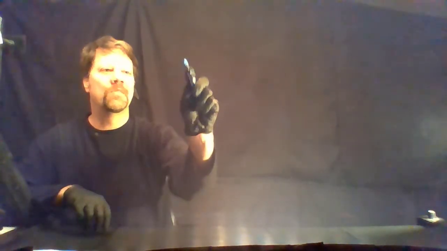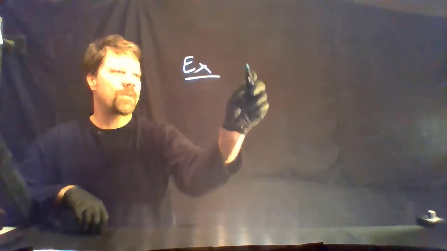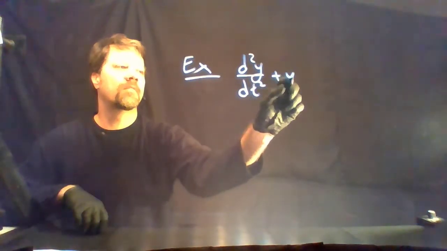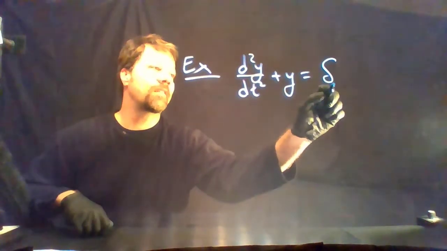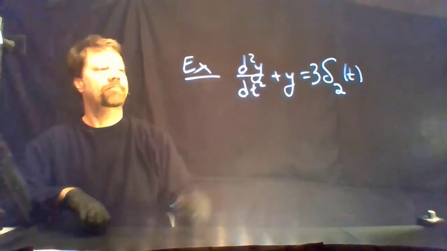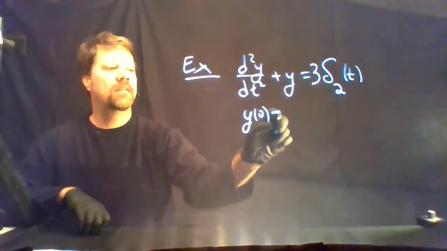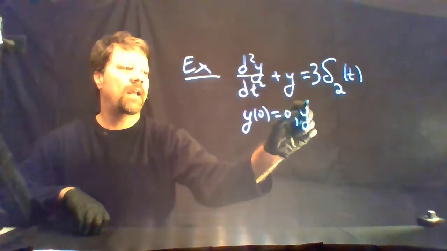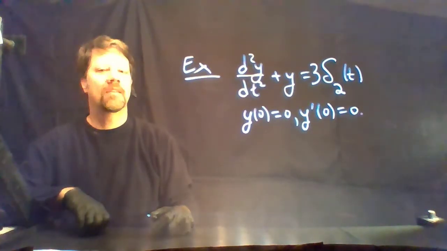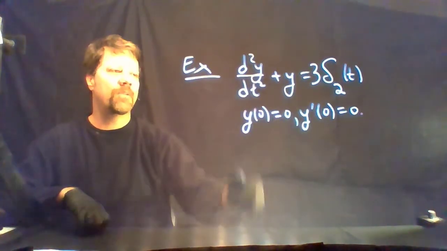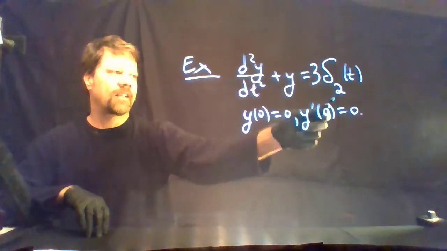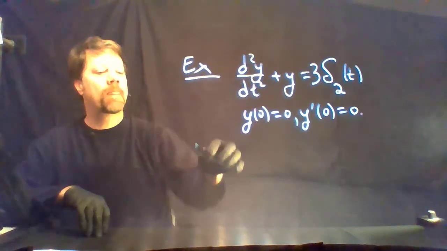And now for an example. Suppose we have ourselves a simple harmonic oscillator, and we strike this thing at t equals 2 with an amplitude of 3. This is initially undisplaced and unmoving. Then we apply the Laplace transform to both sides.